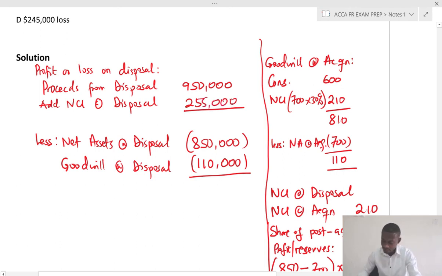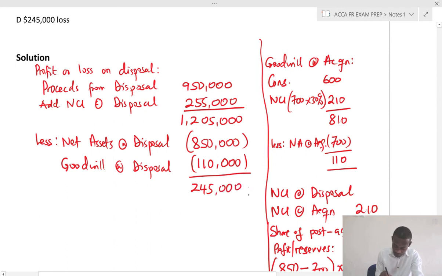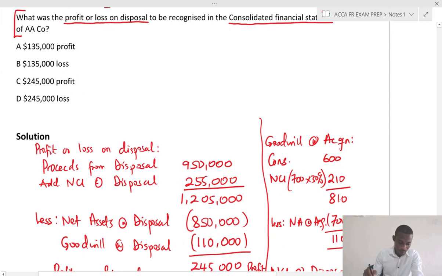So we can add up 950 plus 255. That gives us 1,205,000. So if we less the net asset 850 and then the goodwill 110, we are having 245, and it is positive, and that is profit. So there is profit. So you can say profit on disposal, not a loss. If it were negative, that would have been a loss. So from the options, option C will be the answer.